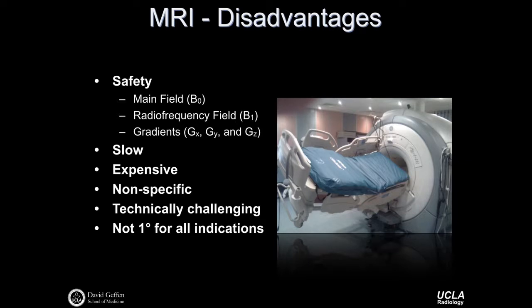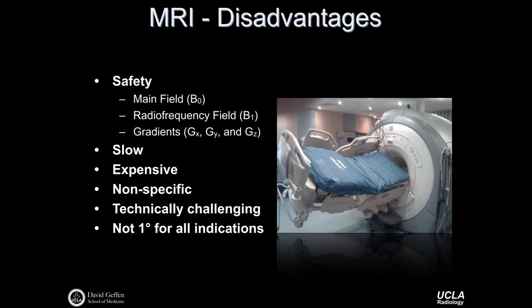Now, all of these things are carefully monitored and controlled during the course of an MRI exam, but an operator and a researcher has to always be very conscientious of these potential safety considerations. Other disadvantages of MRI include that the MRI exams themselves can be relatively slow compared to other imaging modalities. They may be expensive relative to other imaging modalities. In some sense, they're non-specific. That is, changes in image contrast do not tell you about a specific disease, but rather tell you about a general category of possibilities.